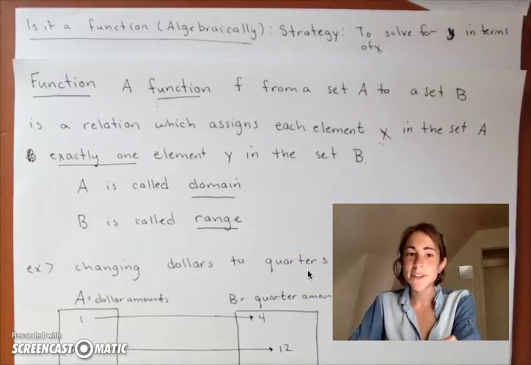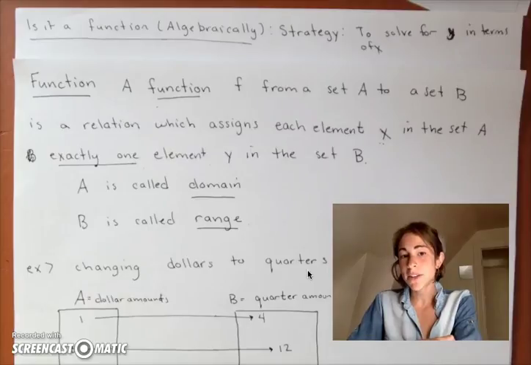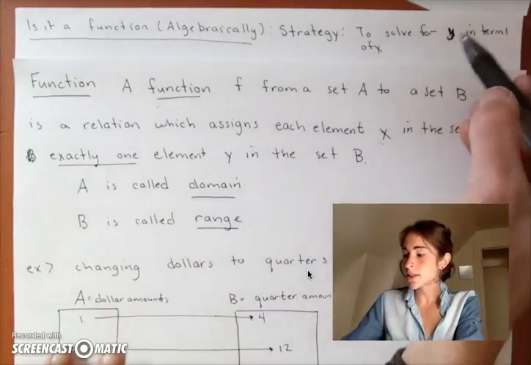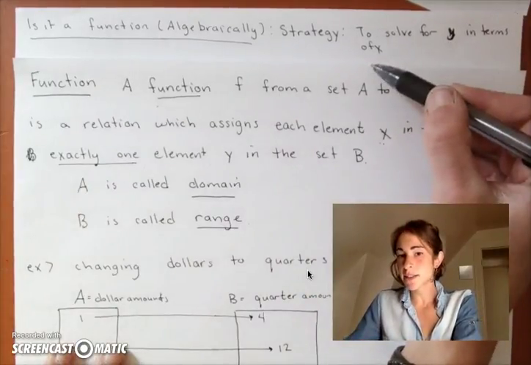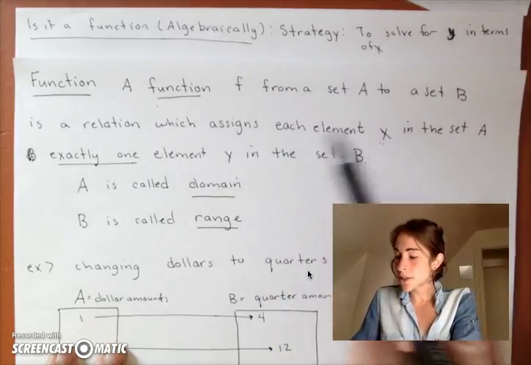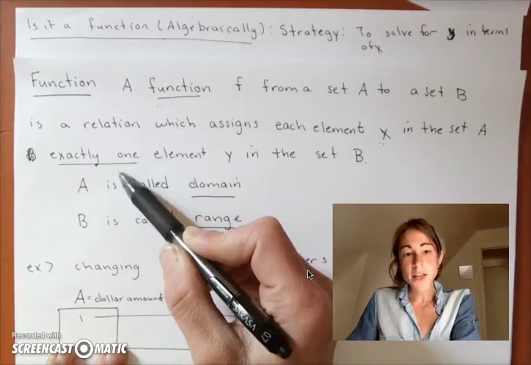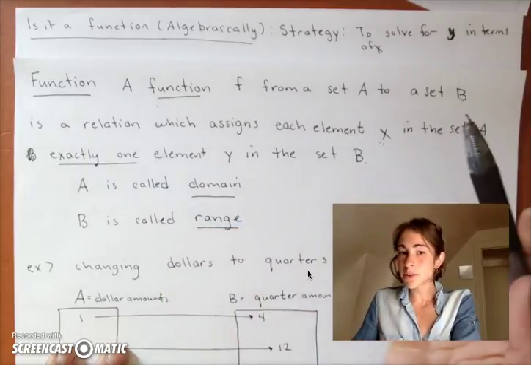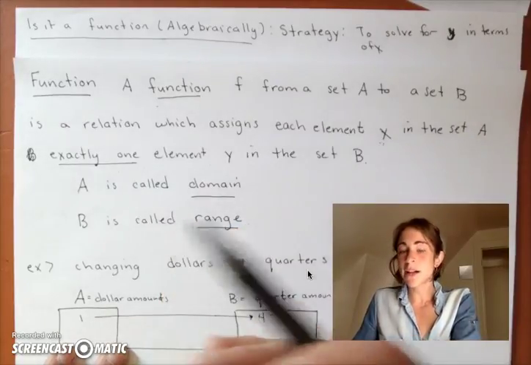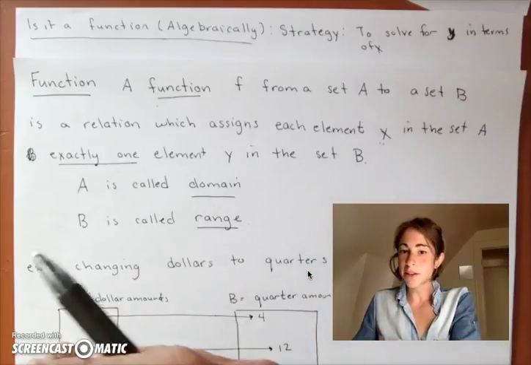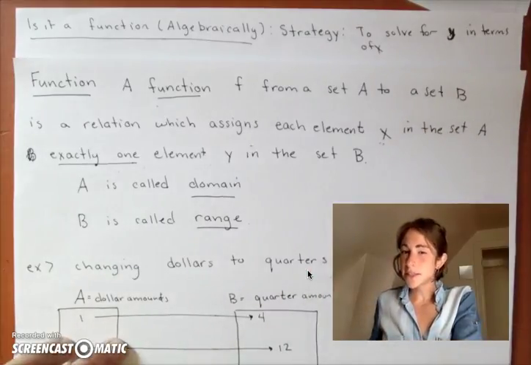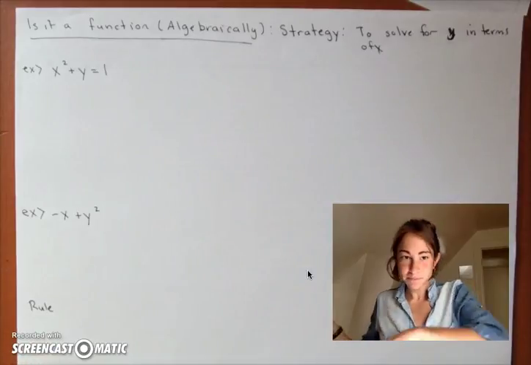Hi everyone, in this video I'm going to tell you how to solve for a function or how to determine if an expression represents a function algebraically, so from an equation. Our strategy is going to be to solve for y in terms of x. A function is a set which assigns each element x exactly one element y, so if we can write y equals blah blah blah, then we can tell how many outputs there are for a given input. The examples will clarify what I mean.